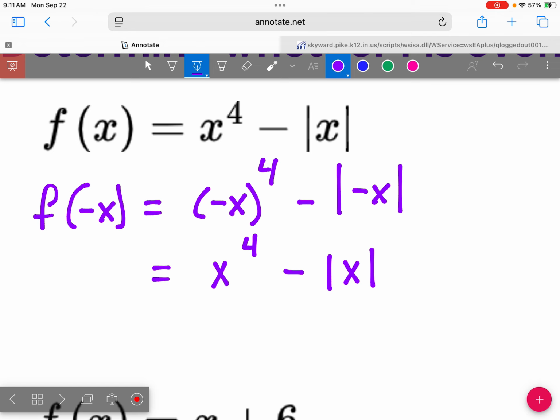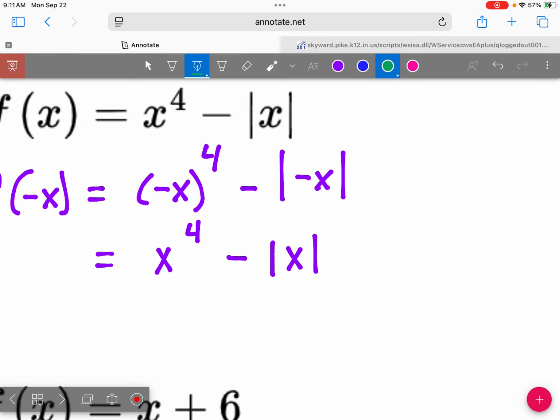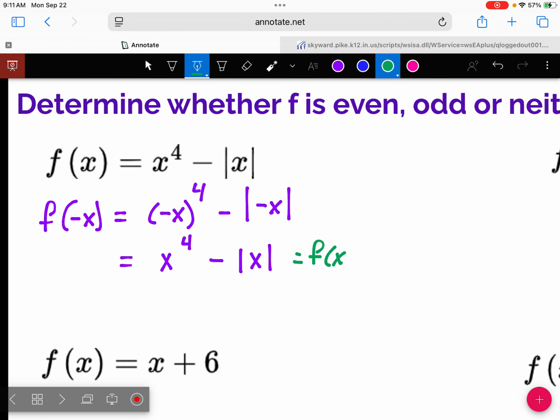So is this going to be even, odd, or neither? Even. Because this is exactly what we had as the original, as our f of x. Since our f of minus x exactly equals our f of x, this is indeed even, meaning it has that y-axis symmetry.